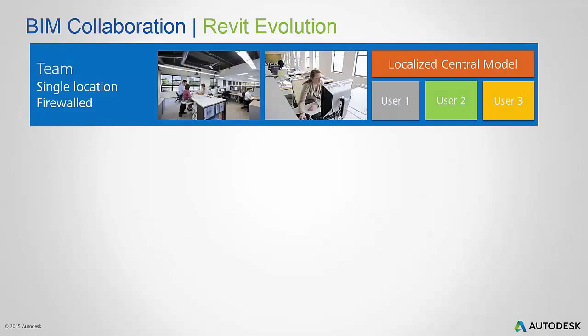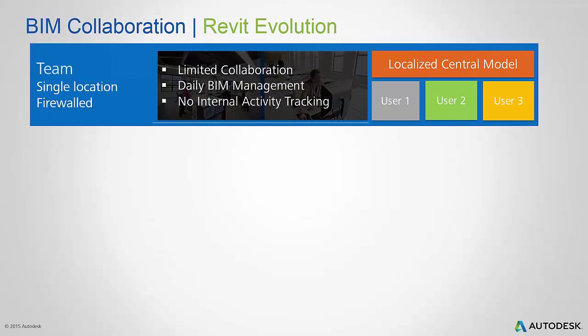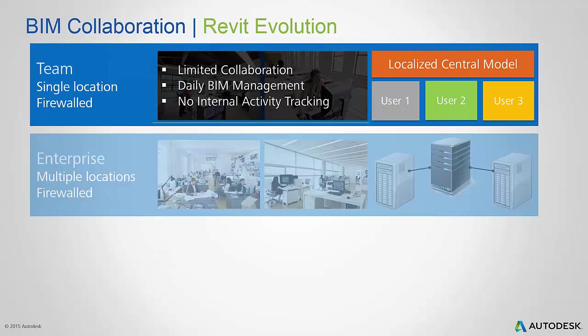Okay, so the Revit evolution. As I mentioned on the first slide, it's been going for about 18 years now. Revit was designed more to work across a local area network, so a single office working in a single location, within their firewall. You break the model down into worksets, and all the users would sync to that localized central model. This meant limited collaboration, but a daily BIM management with the splash screens, and there was no internal activity tracking.